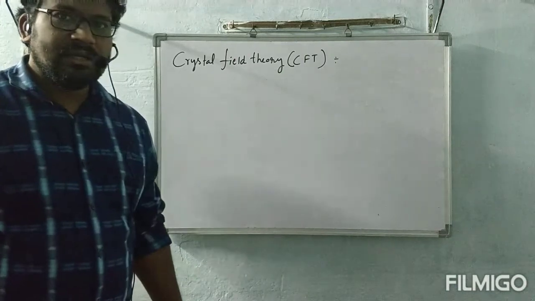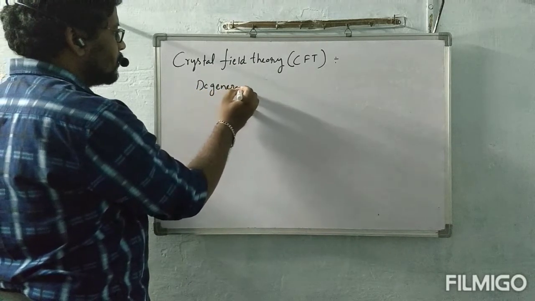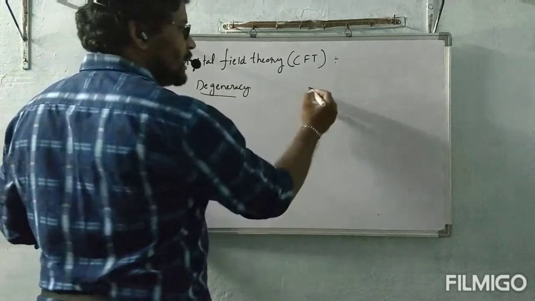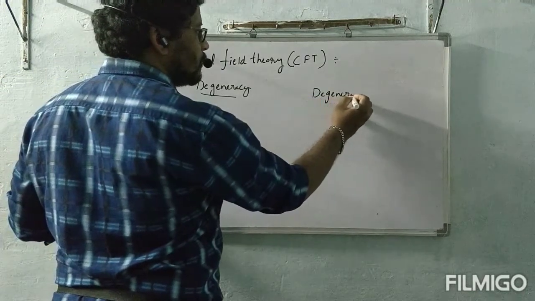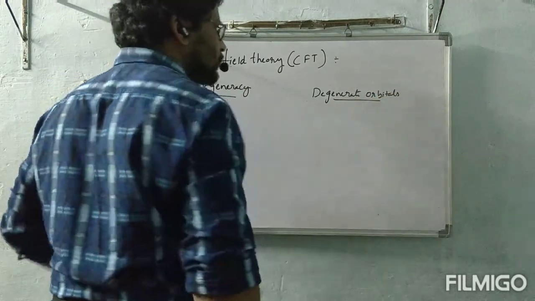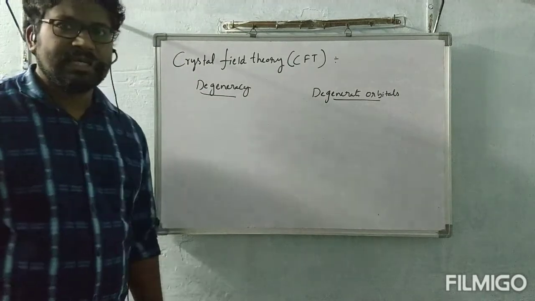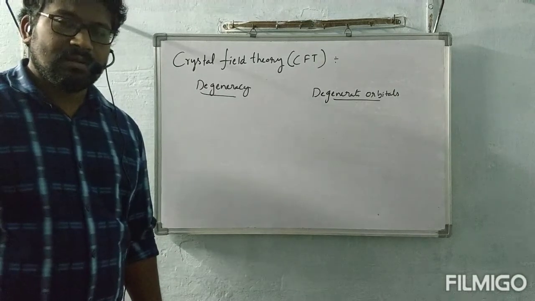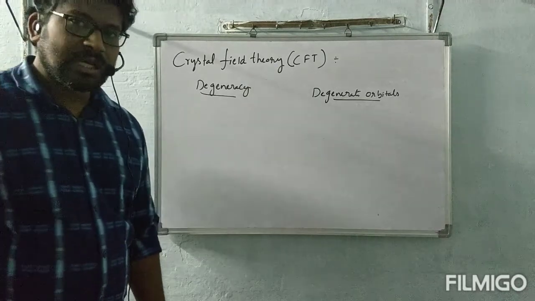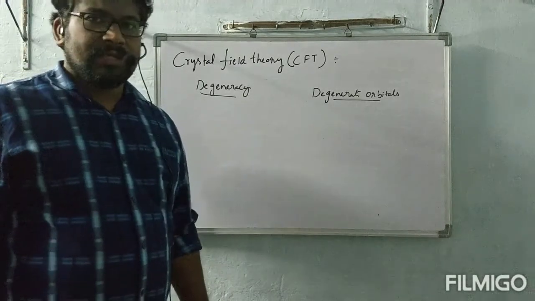Under crystal field theory, instead of going directly into the theory, we first have to know about degeneracy and degenerate orbitals. What is meant by degeneracy? The property of orbitals containing the same energy is called degeneracy, and those orbitals are called degenerate orbitals.